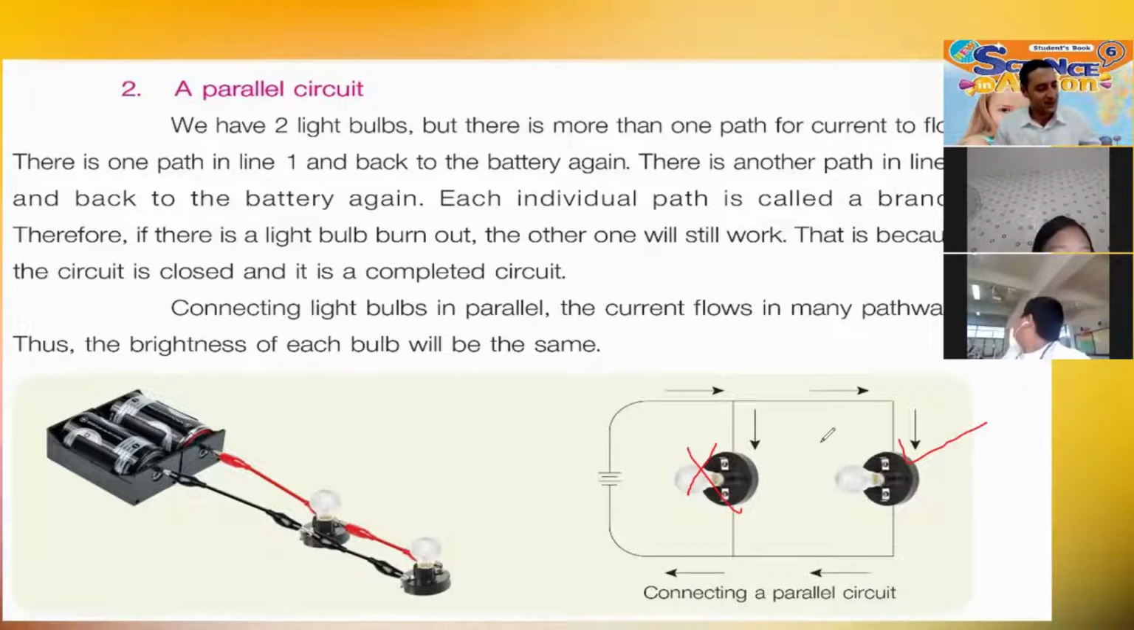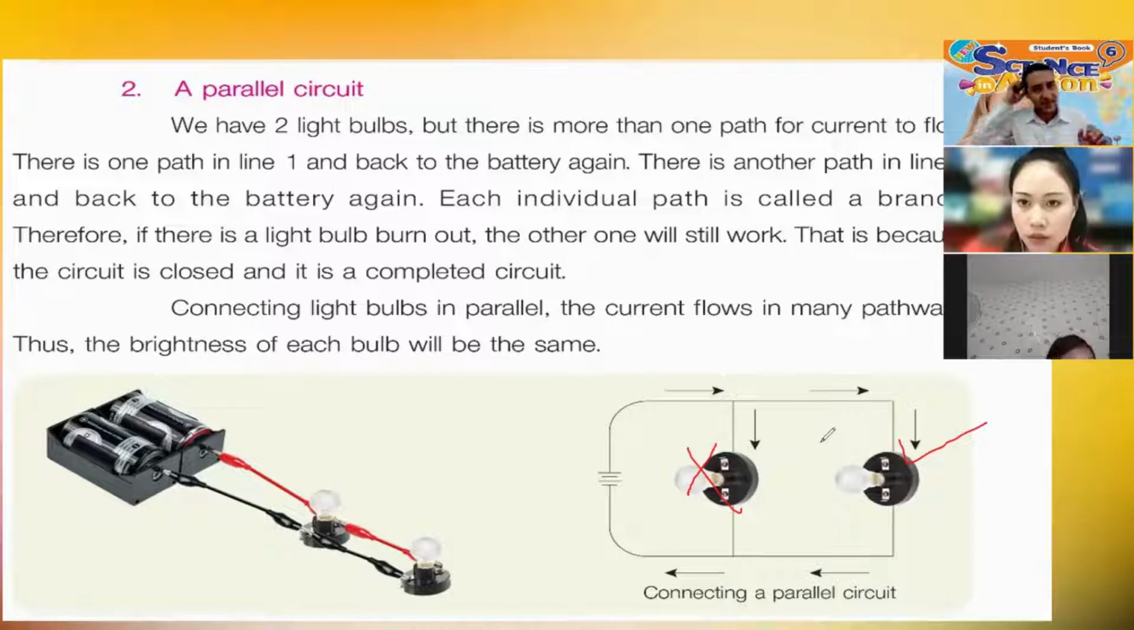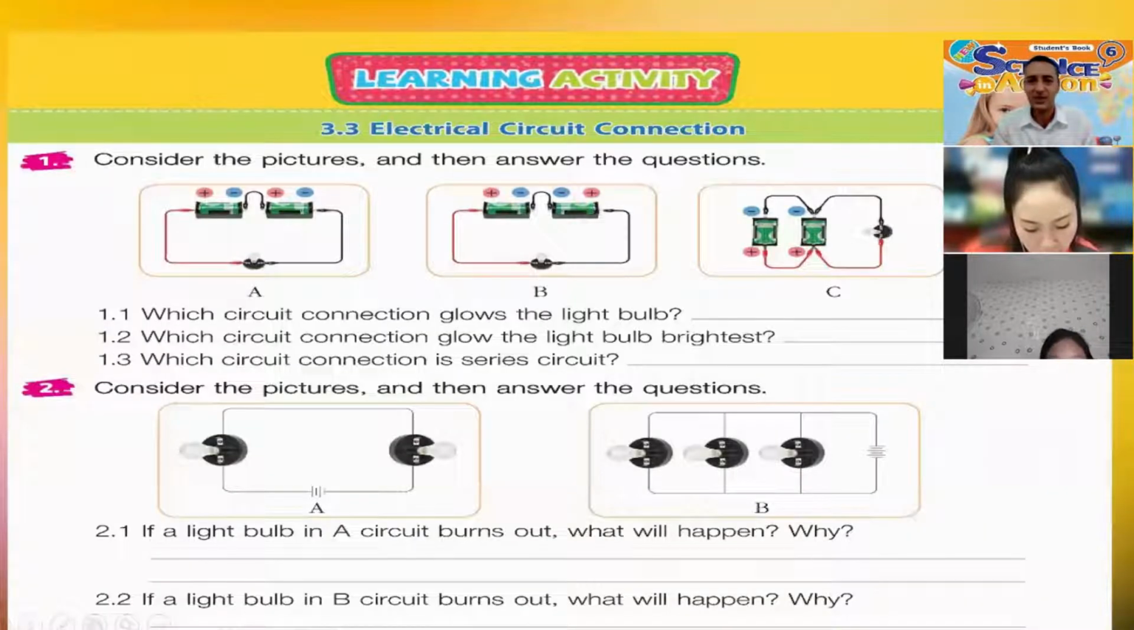Students, do you guys understand? Yes. Parallel circuit and series circuit? Yes. Okay. All right. So if you guys understand, now I'm going to move towards some questions, and you have to answer me.